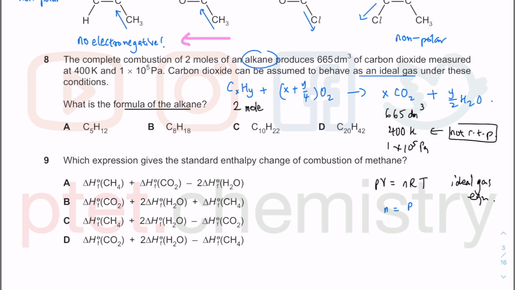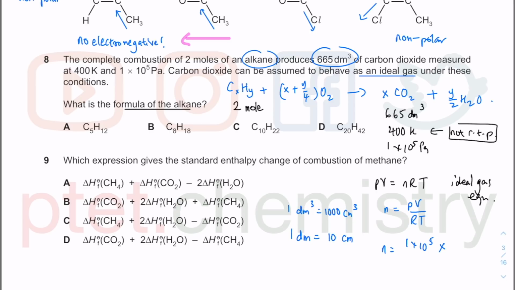the mole of the carbon dioxide is going to be PV over RT. So our pressure is 1 times 10 to the 5. Our volume there is in dm cube. What is important is that 1 dm cube is 1000 cm cube. So that means 1 dm, if you cube root both sides, is 10 cm.